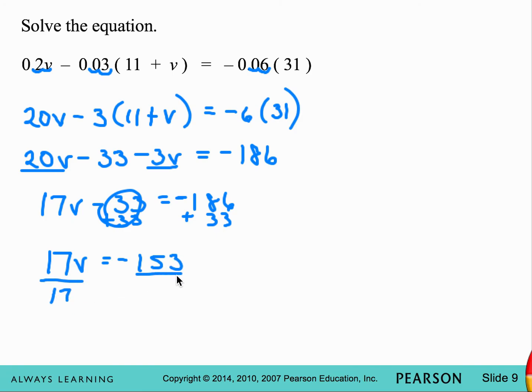And then undo whatever's being multiplied times that v. So v is negative, and if you have to go over to the side and see what that is, that's fine. Let me see if I can do it without doing that. Yeah, I think that's negative 9. Let's double check ourselves. 17 times 9. 9 times 7 is 63. 9 and 6 is 15. Yeah, negative 9.